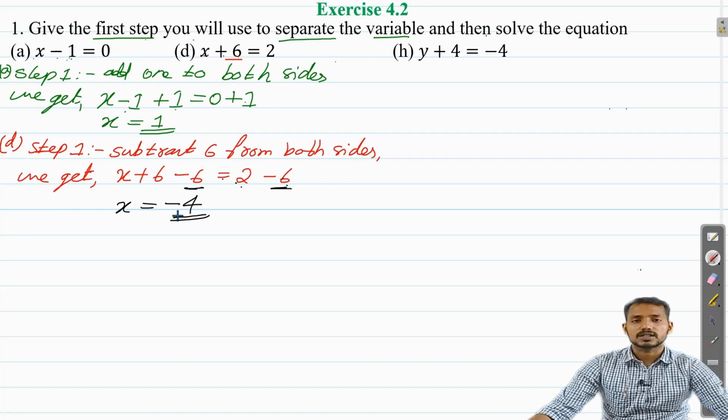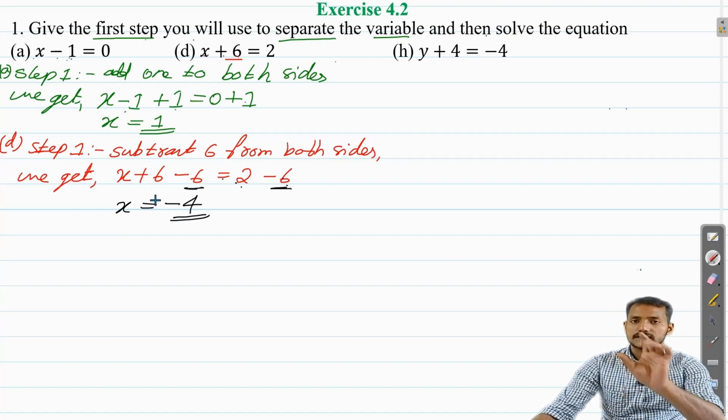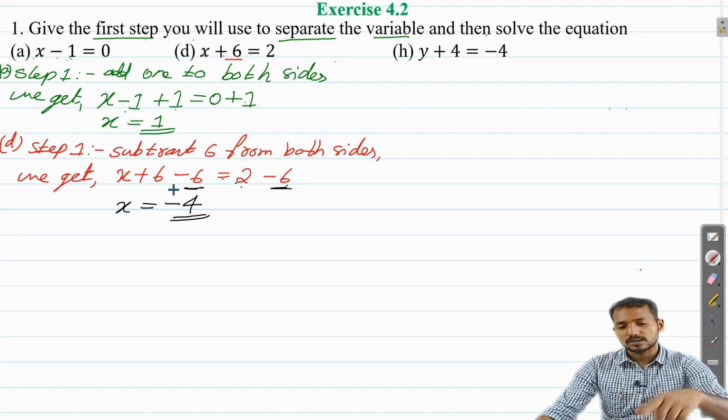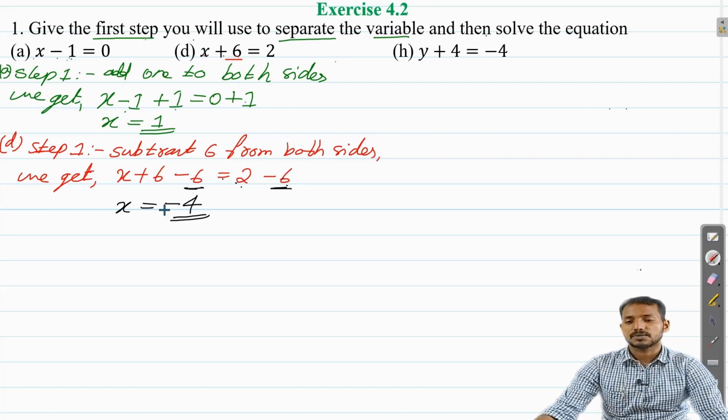I am not going to explain in detail because we already discussed in the chapter integers how to add and subtract, or the basic operations will be done on integers. Clear? So recall those things to understand this. So x equal to minus 4, that is the solution of this equation.